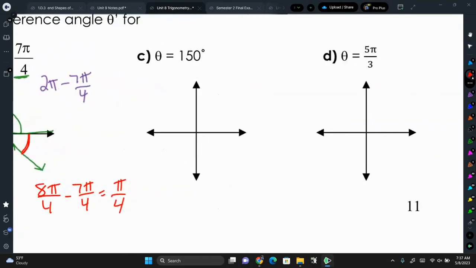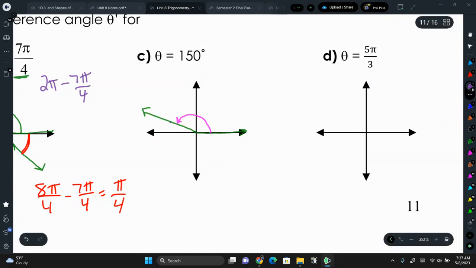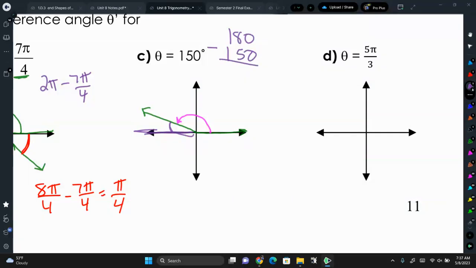Now, 150 degrees. We know 150 degrees is in quadrant number 2, and it's close to 180. So this will be your angle going in this direction because it's positive. And we're trying to find out what this angle is. Again, you may be able to look at this and say, oh, I am 30 degrees away from 180, which is your x-axis right here. You could do that, or you can do 180 minus 150 and get 30 degrees.